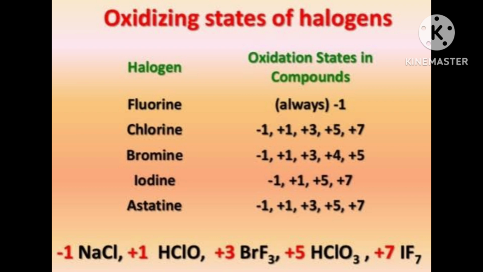All the halogens are highly reactive. They react with metals and non-metals to form halides. The reactivity of the halogens decreases down the group.